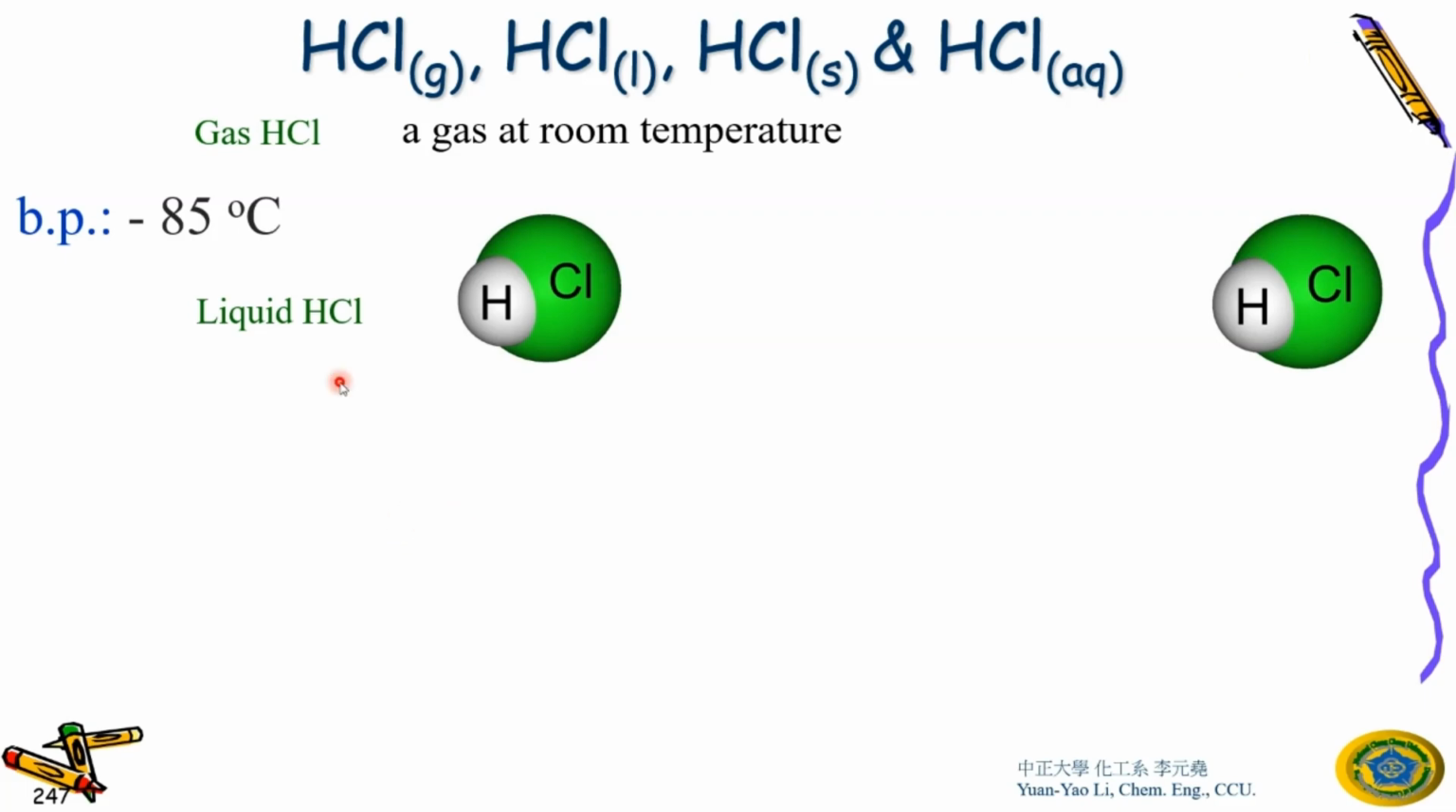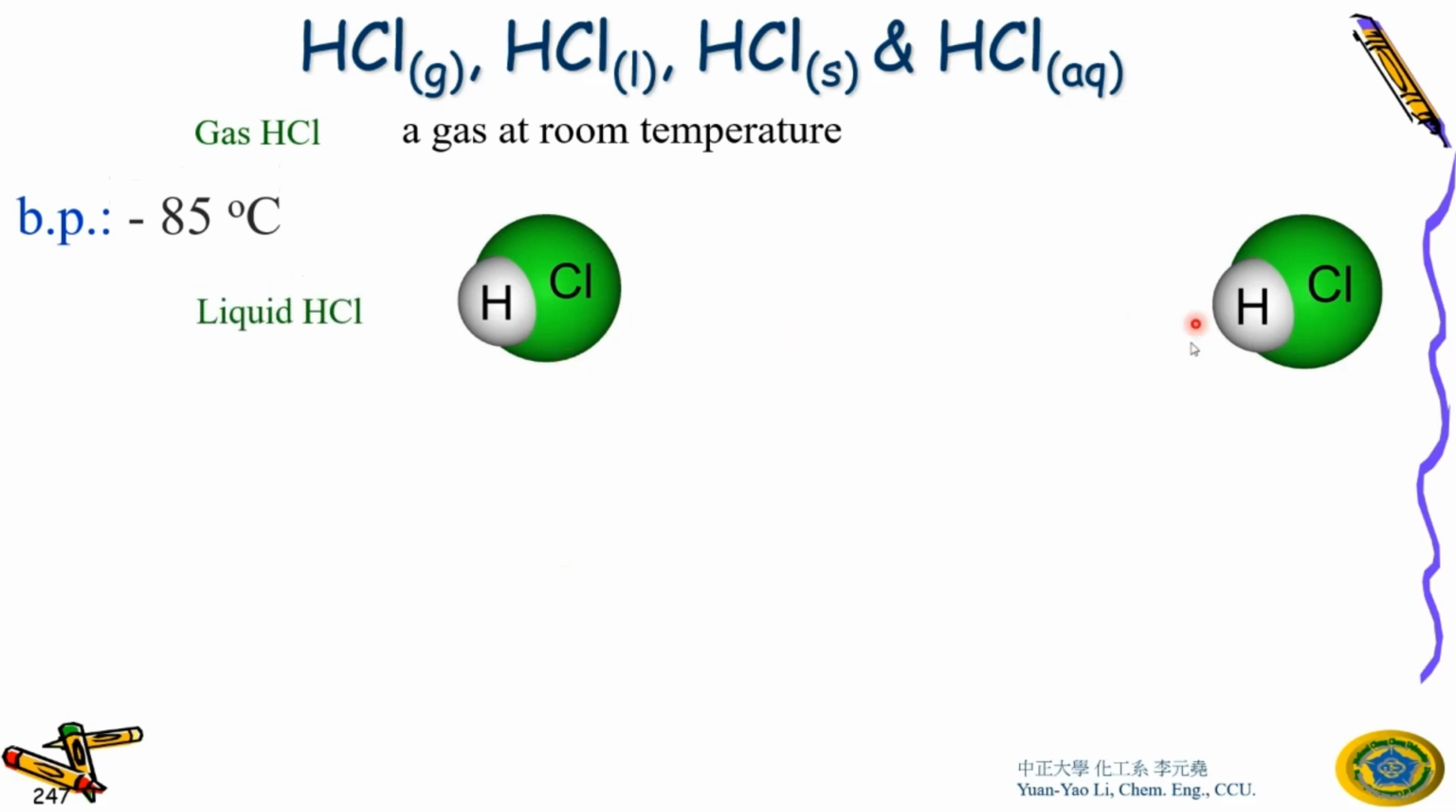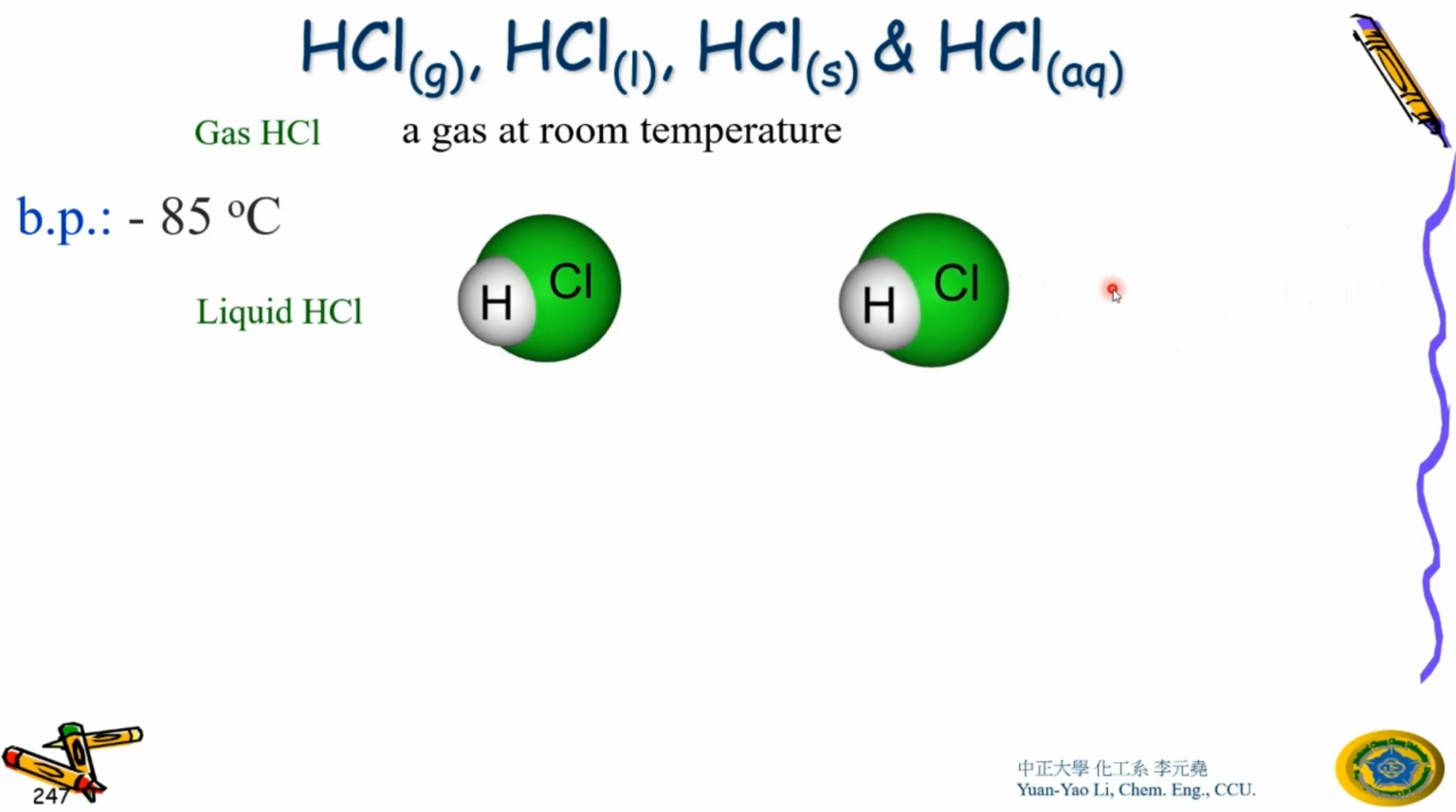So if you reduce the temperature down to minus 85 Celsius, it becomes liquid. Liquid means they are closer. Originally in gas, the molecules are very, very far away from each other. But if you reduce the temperature, they get closer, because the thermal energy is too low. There's not enough energy to pull them away, and you can see the bonding. So in the liquid, the distance between molecules is closer.